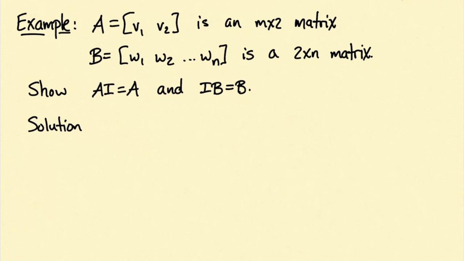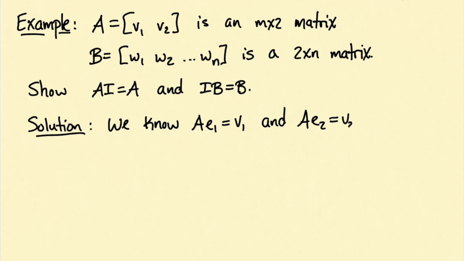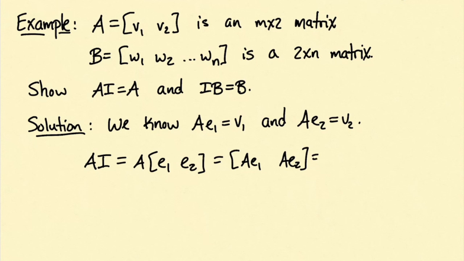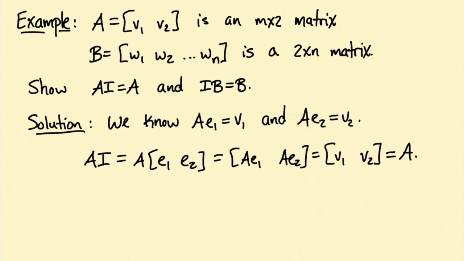If you've taken a minute to pause the video and work on this yourself, here's the solution. We're going to use the fact that A multiplied by the vectors E1 and E2 gives the columns V1 and V2. Computing the product AI, we first expand I as the array with columns E1 and E2. This gives us the matrix with columns A times E1 and A times E2. We recognize that those two columns are V1 and V2, and that is in fact our matrix A.